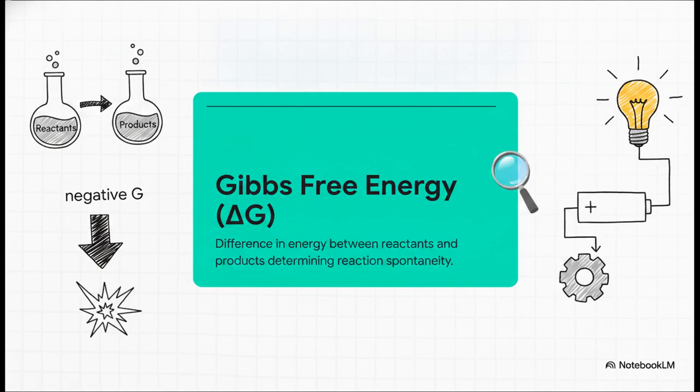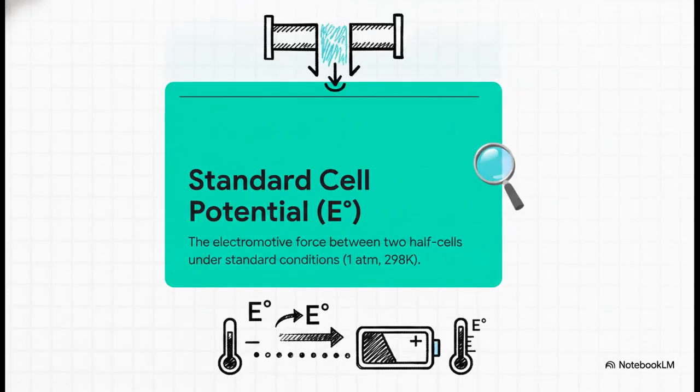If that difference is negative, boom, the reaction wants to happen spontaneously. It's literally the fundamental capacity of a chemical system to do actual work for us. And right alongside that, we have the standard cell potential, or E0. A great way to think about this is using a water pressure analogy. Just as gravity pushes water down a pipe, standard cell potential is the physical force pushing electrons through our system. Now, this is under perfect standard textbook conditions, which usually means exactly 1 atmosphere of pressure and standard room temperature. So the higher the potential, the stronger the push.